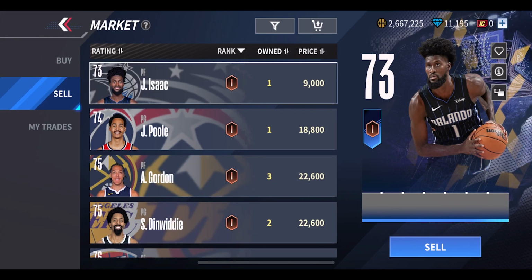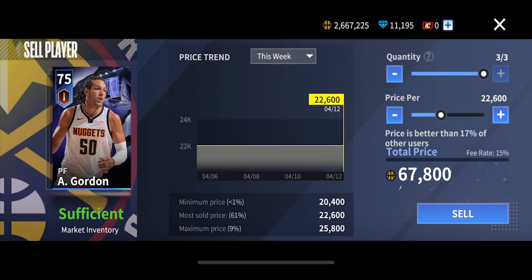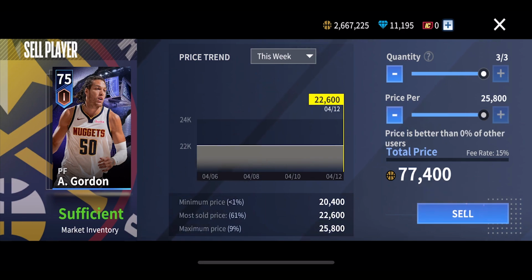Now, when it comes to selling players, you can see Aaron Gordon over here. I can go ahead and slide the price up or down depending on what I want to sell him for. If I sold him for 25,800 coins per one, you can see that price is not better than anyone else who is selling it. So he's probably not going to sell at this price.